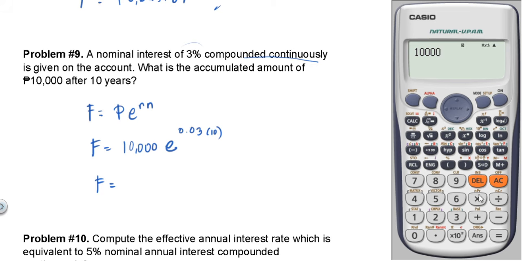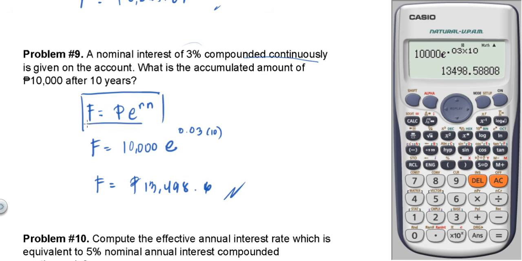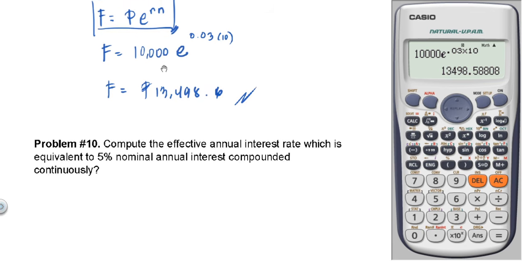10,000 times the E, alpha E, raised to 0.03 times 10 equals 13,498.6. Okay? 13,498.6. There. Tawad na yung konti. So, yun ang sagot. So, importante, alam mo ito. Okay? Pag continuously.